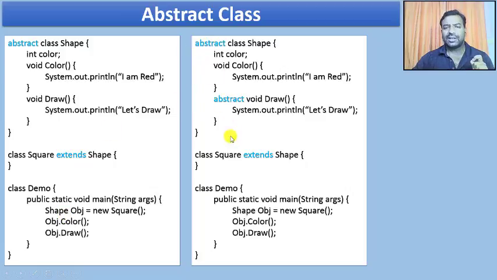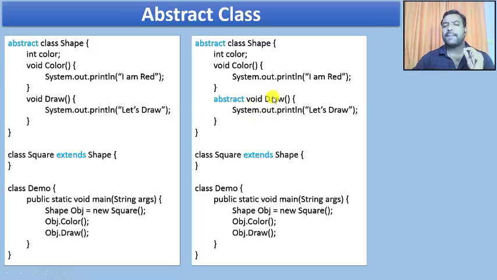Now just look at this difference. I'm going to have an abstract class. Have a look at this particular method now. Here we had the draw method, which was a usual member, and we call this a non-abstract method, where color was a non-abstract method and even draw was a non-abstract method. But now in this case color remains a non-abstract method, whereas the draw method becomes an abstract method.